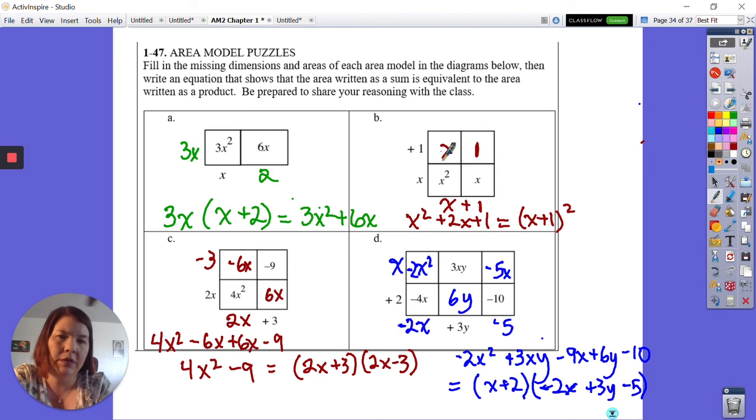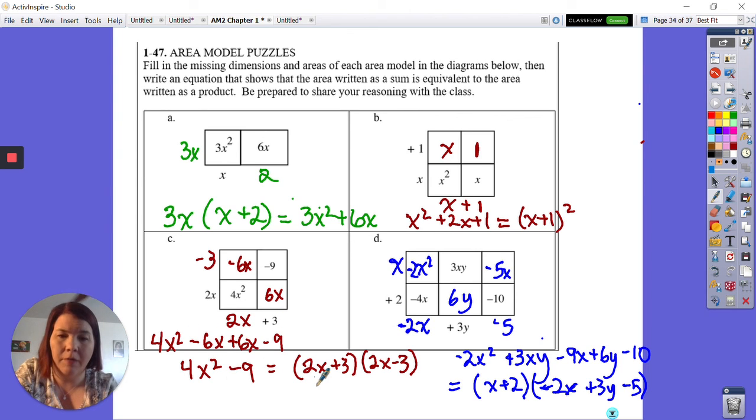This one, again, what's missing? x times x to make x squared. x times nothing, so x times 1. So 1, 1. Anyway. And so I've got x squared plus 2x plus 1, which is equal to (x plus 1) quantity squared, because I didn't want to write it twice. You can write it twice, or you can write quantity squared. Both are correct.